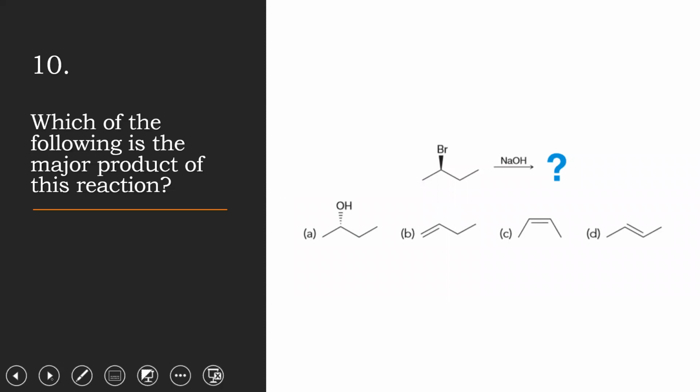Okay, question 10. Which of the following is the major product of this reaction? So again, we have a secondary substrate, and we have a strong base, strong nucleophile. So we know that with a secondary substrate, strong base, strong nucleophile, the elimination reaction is going to predominate. And in this case, we have a non-sterically hindered base. So our major product is going to be the trans alkene.